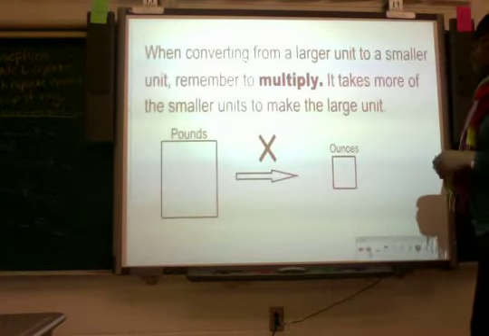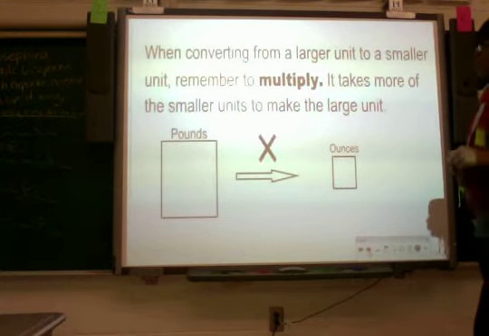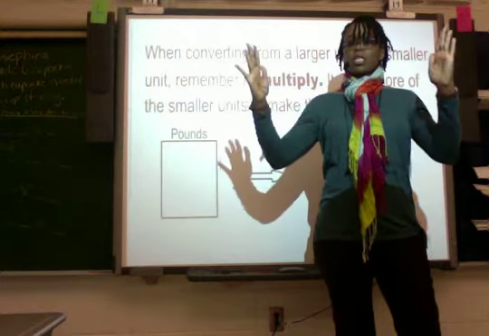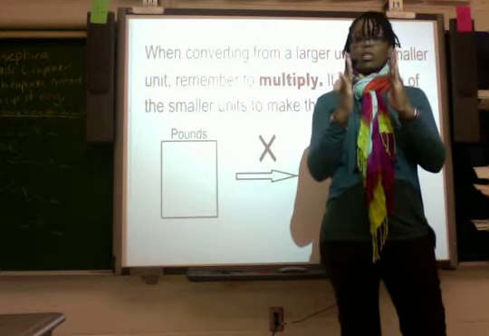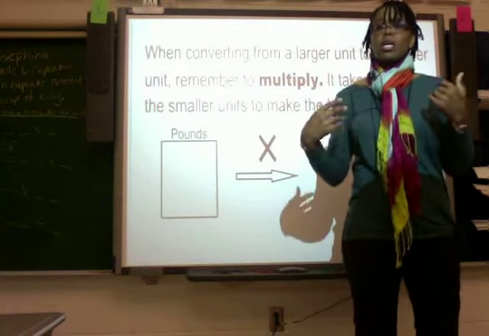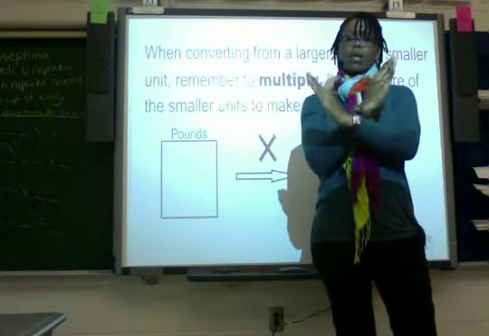So when converting from a larger unit to a smaller unit, remember to multiply. It takes more of the smaller units to make the larger unit. So if you're going from pounds, which is larger, down to ounces, which is smaller, it's going to take more ounces, so you're going to multiply. That's a little hand motion that helps me remember: larger to smaller, keep going, multiply.